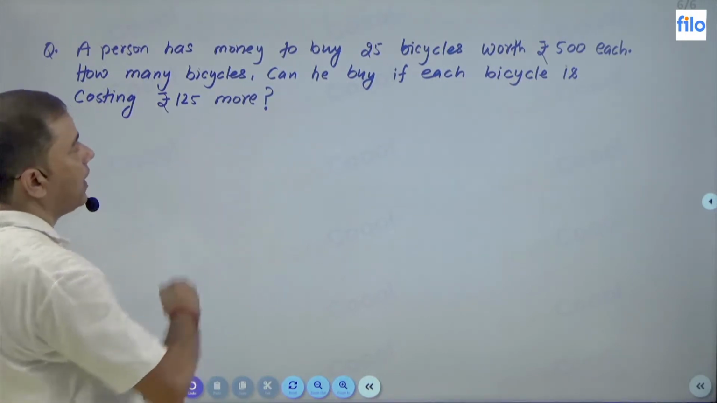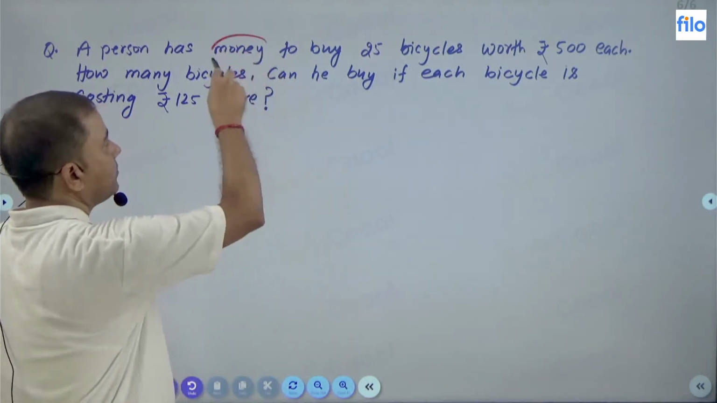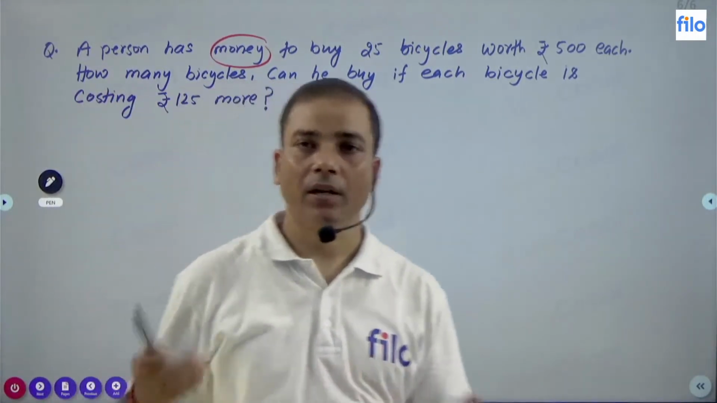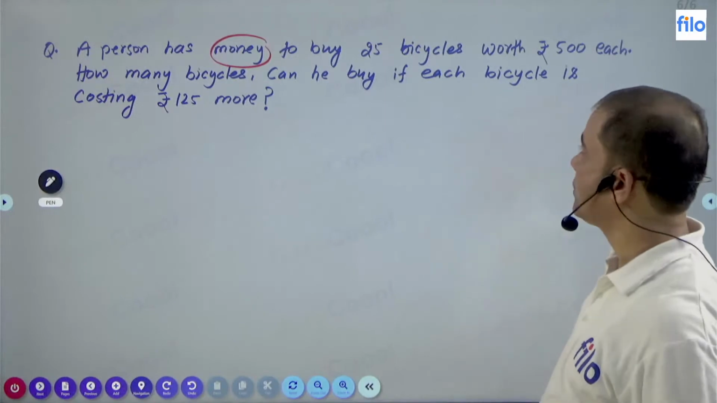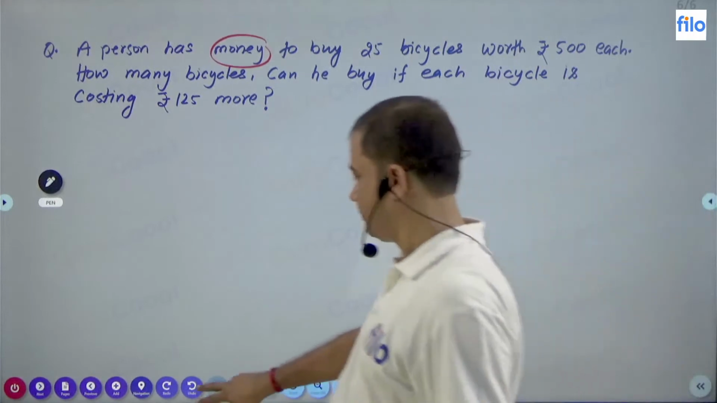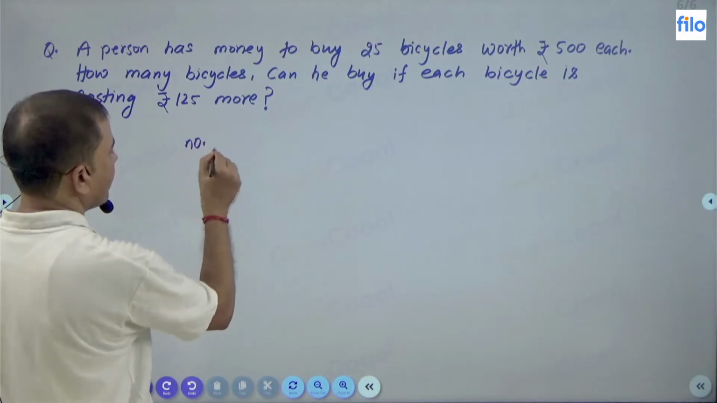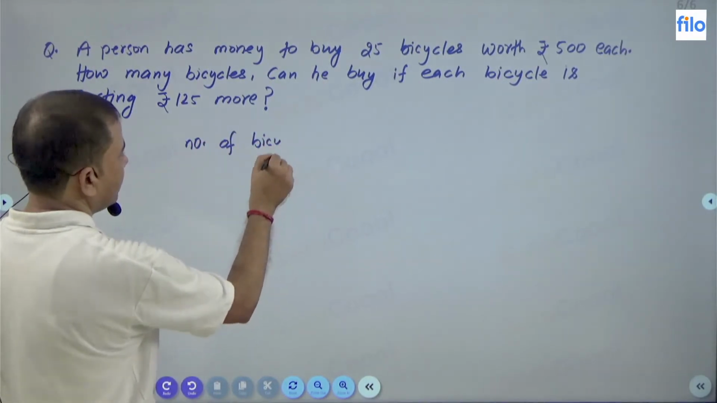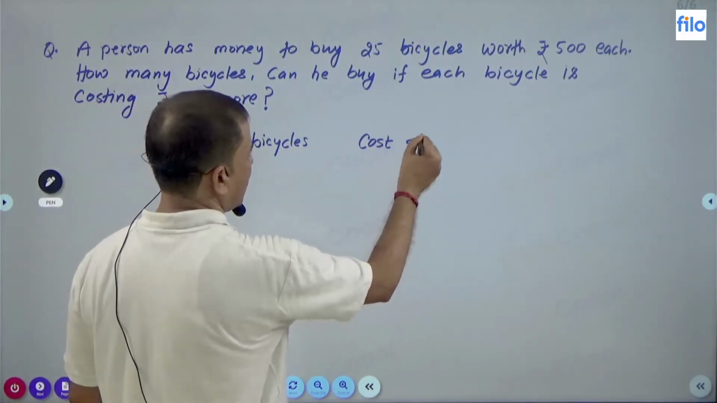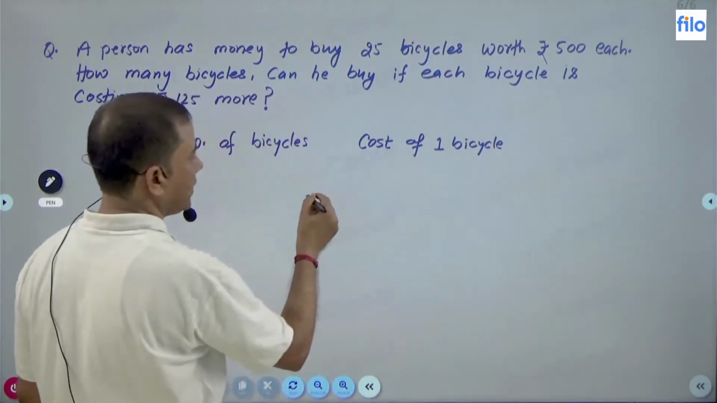So how many quantities do we have to consider? We don't have to consider the money, because money is the same in both cases. We have to consider the number of bicycles and the cost of one bicycle. These are the two quantities.